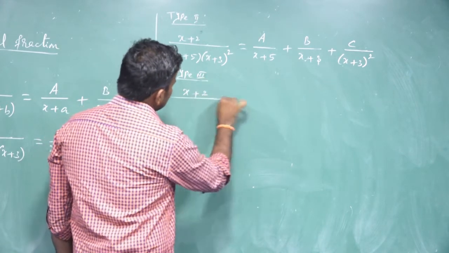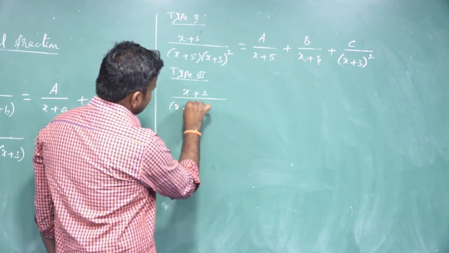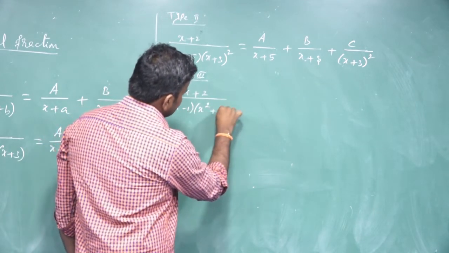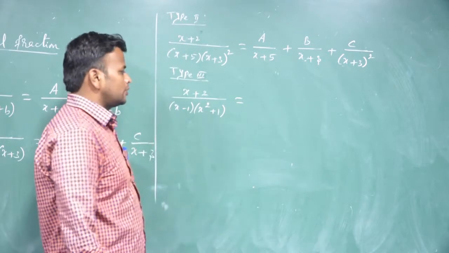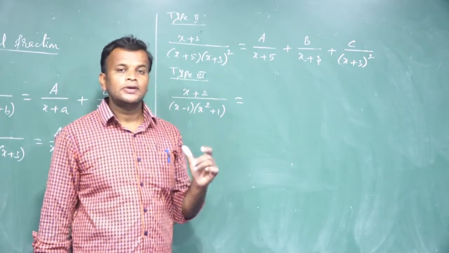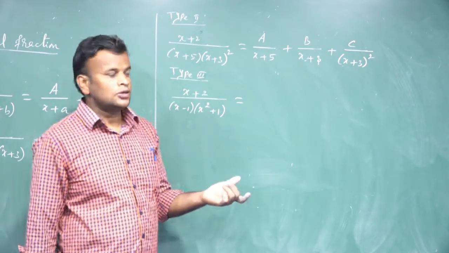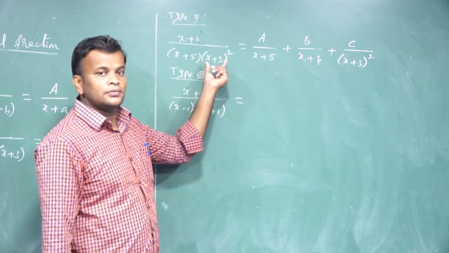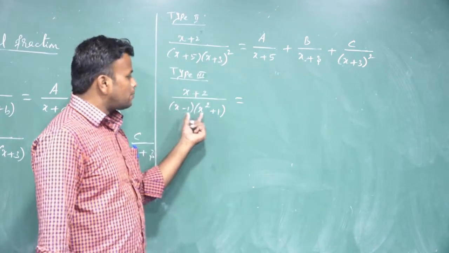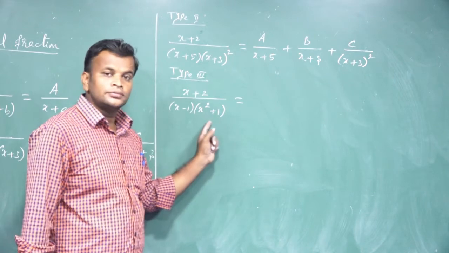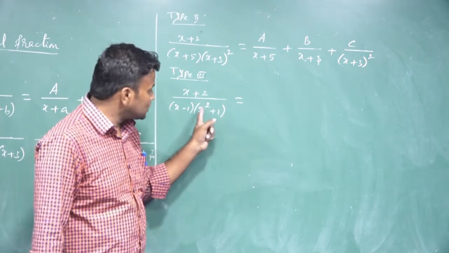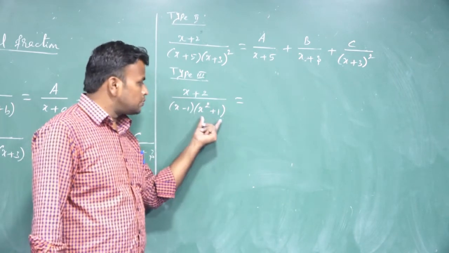x plus 2 divided by x minus 1. Suppose it is of the form... I already told you, for each and every linear factor there is a constant. You see, this is a linear factor, but this one is not a linear factor. It's a quadratic polynomial, x square. We can't split it.